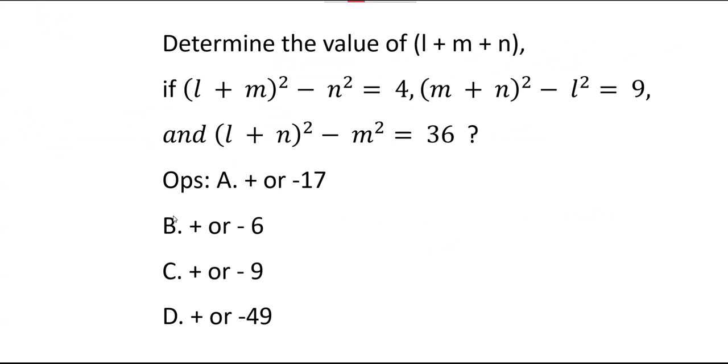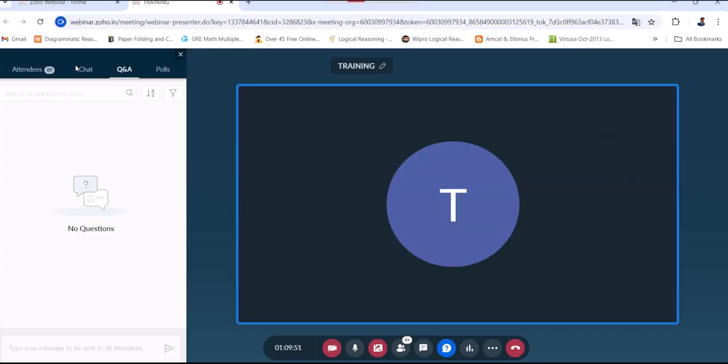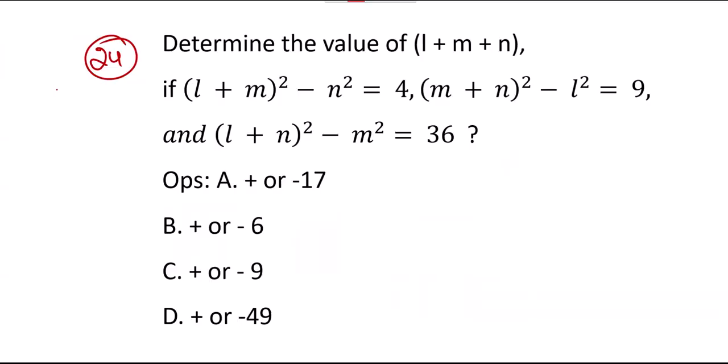Now see about 24. This is equation solving related stuff. You need to determine the L plus M plus N value. L plus M whole square minus N square, M plus N whole square minus L square, L plus N whole square minus M square are given. So guys, don't worry. It's a bit basic question only.